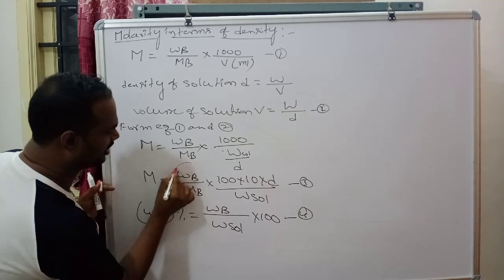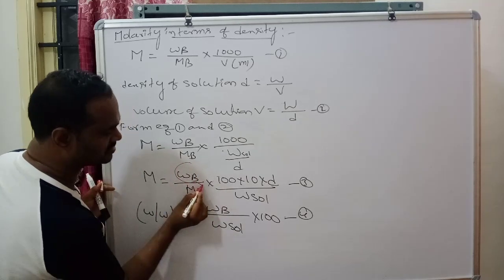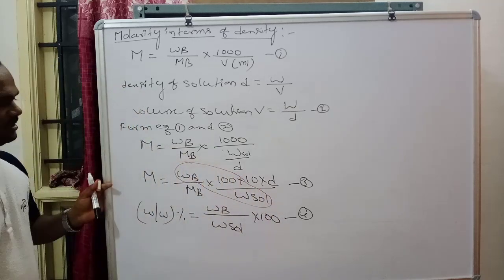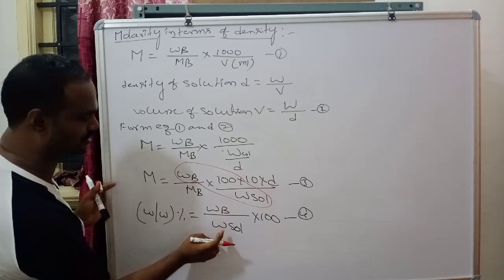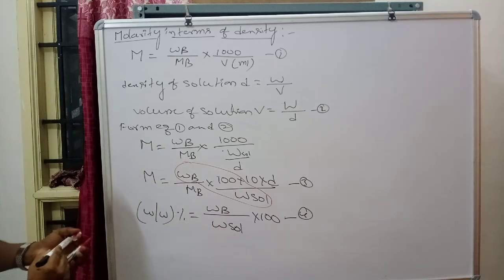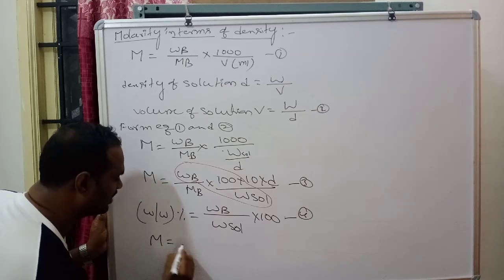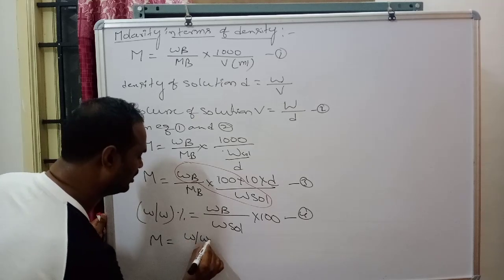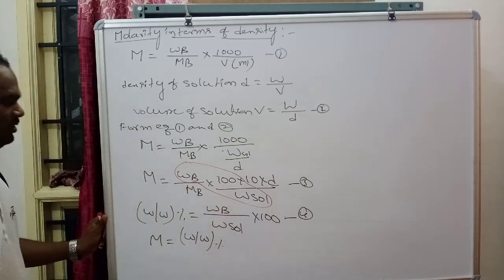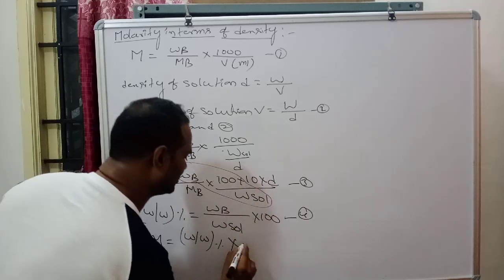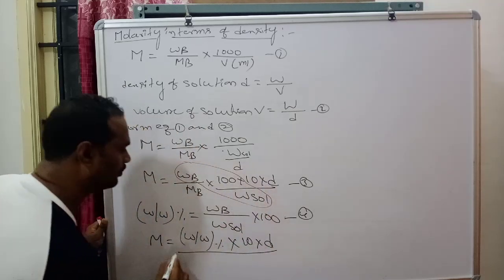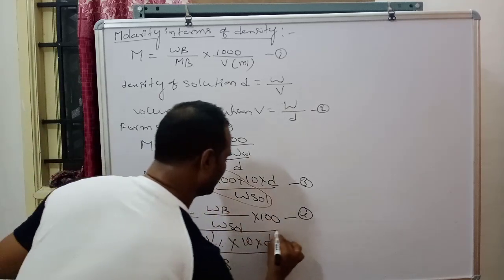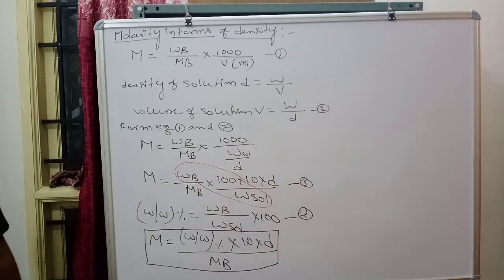Here you see, WB is mass of solute, by mass of solution into 100. In the place of this, we can substitute mass percentage. If you substitute mass percentage, M is equal to what can we write here? Mass percentage into 10 into D by remaining, what is it? Mass of solute. This is another formula for molarity.